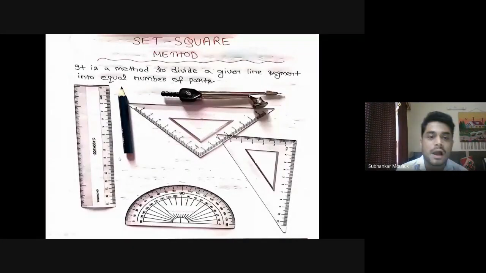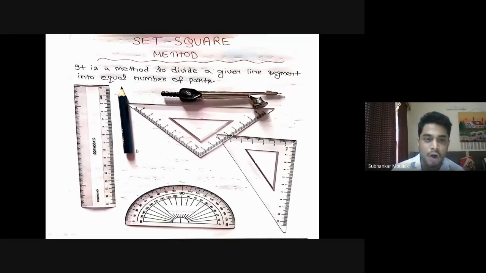Okay, let us start the class. So in the last class, I think Abhishek sir might have told you, while discussing the concept of diagonal scale, that you have to use this set square method. What is set square method? Set square method is a method by which you can divide any given line segment into some equal number of parts. When you were using the diagonal scale, I think 3 to 4 times you have to divide a particular line into some equal number of parts. How to divide that line into equal number of parts, that we will be looking at in this method.